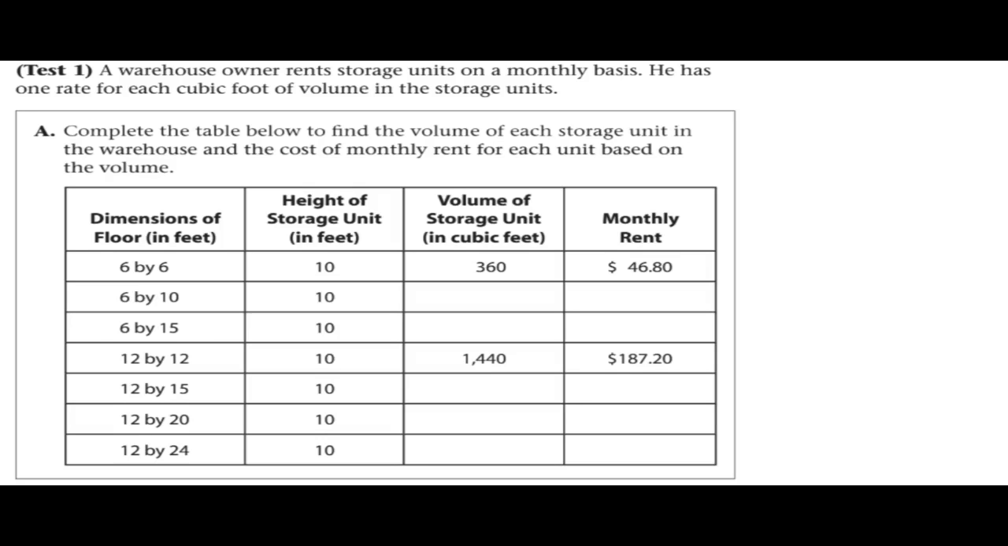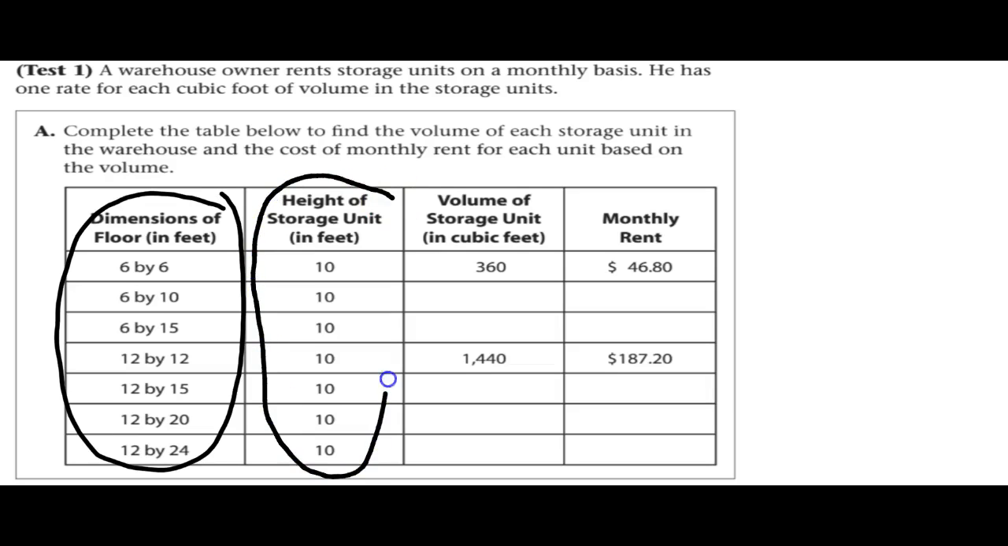So part A says, complete the table below to find the volume of each storage unit in the warehouse and the cost of monthly rent for each unit based on the volume. Okay, so on the left here, we have the dimensions of the floor. So this is like the base area of the floor of the unit. And then in the second column, we find out how high each unit is. So we have our length and our width and our height in order to figure out the volume. So we know that volume is length times width times height. So 360 came from 6 times 6 times 10, which is 360.